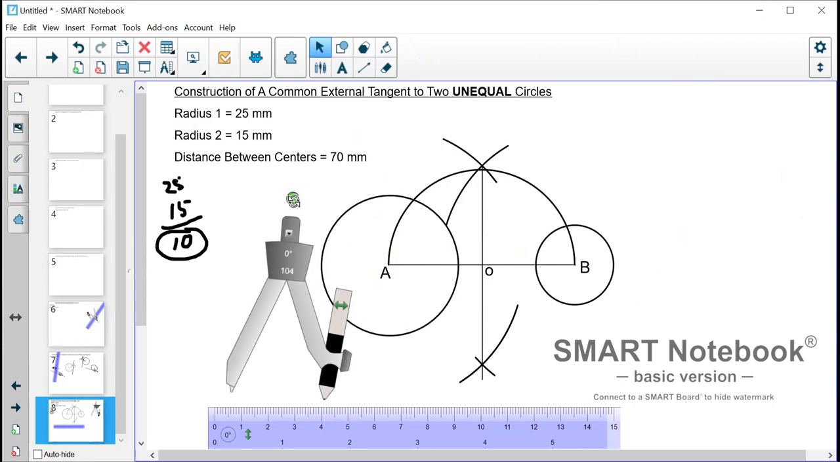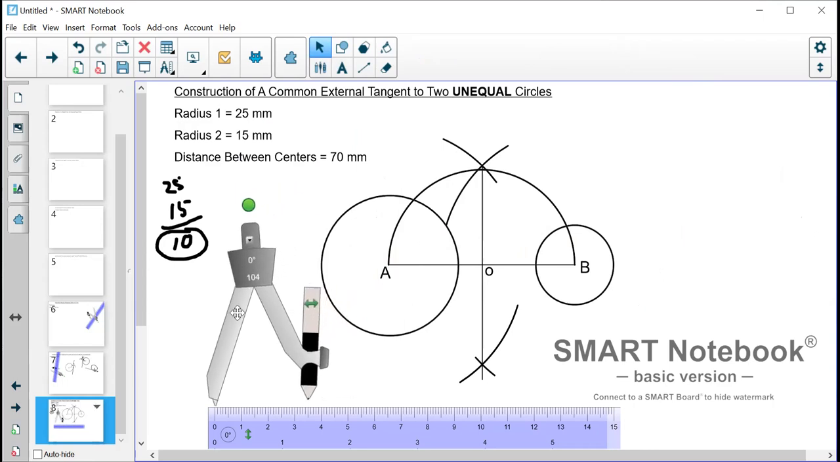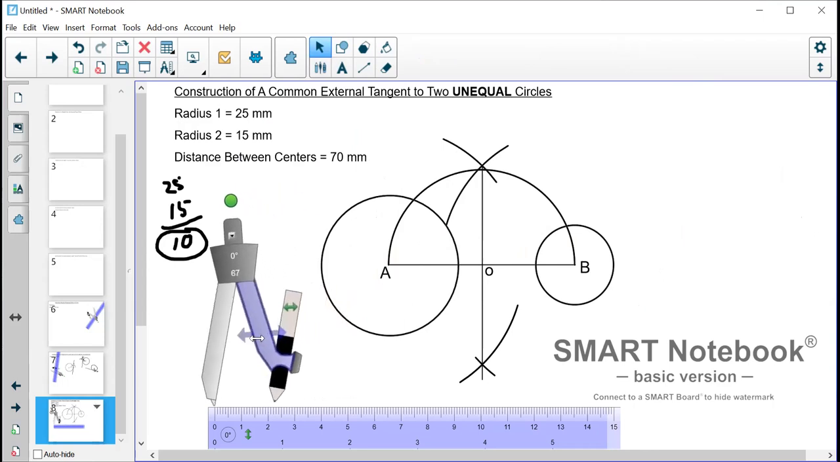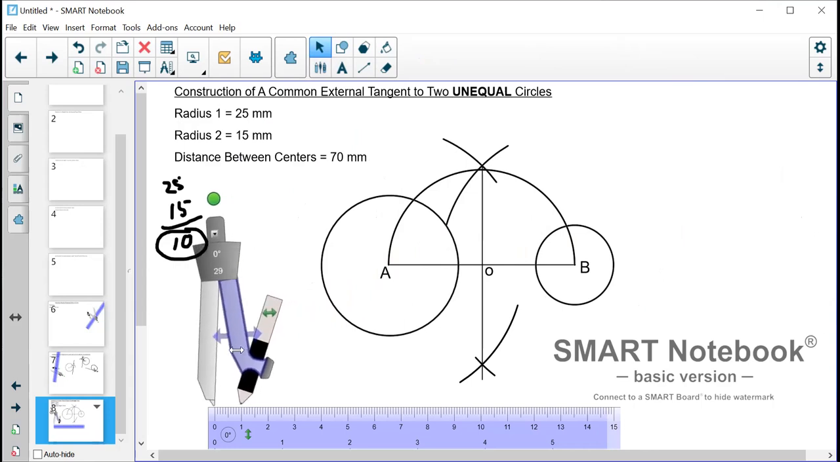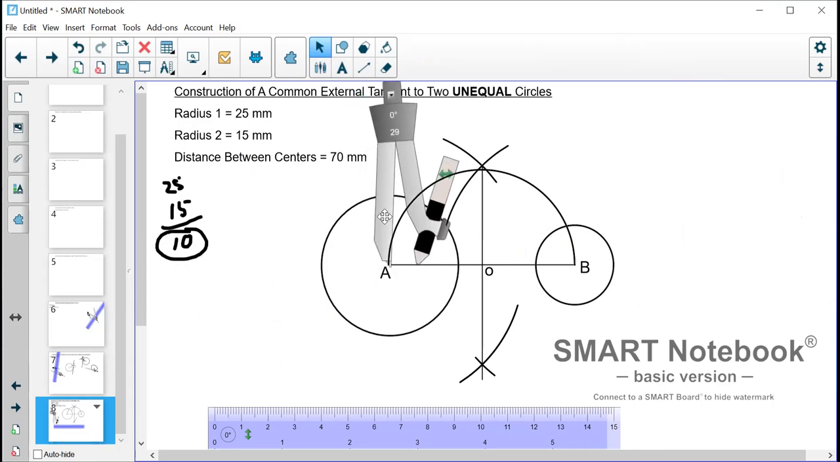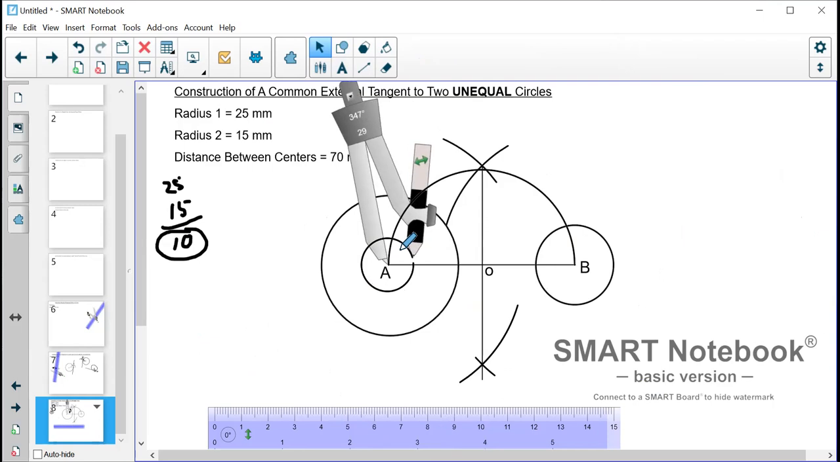So using 10 mm, we draw another circle within the larger circle, which is from A. Now, if the larger circle was placed at B, then you would have drawn this small circle within that large one at B. So wherever the large circle is, that is where we draw this small circle.